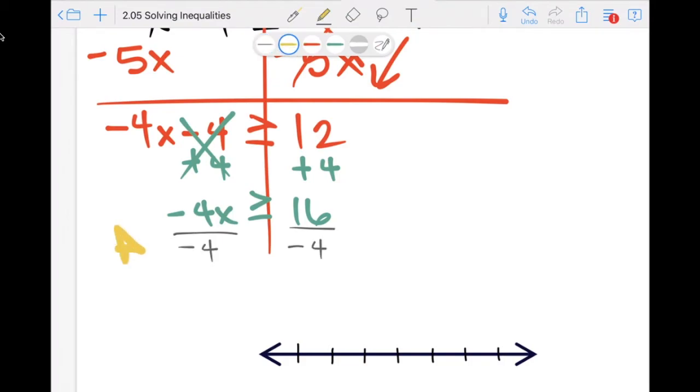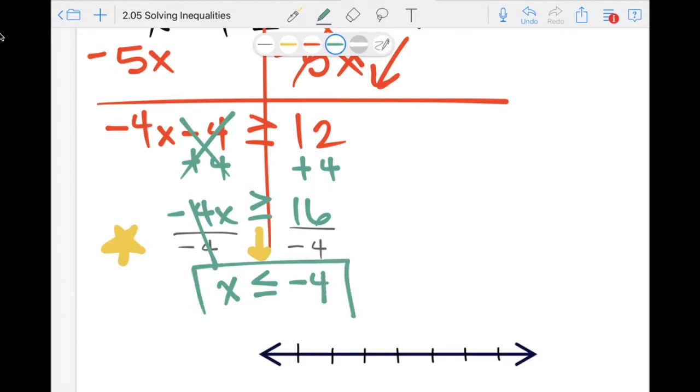And notice what I just did. I divided by a negative 4. At this point, you have to reverse your inequality sign. So now, negative 4 divided by negative 4 is 1, so I have x. But now I put is less than or equal to, and then 16 divided by negative 4 is negative 4.